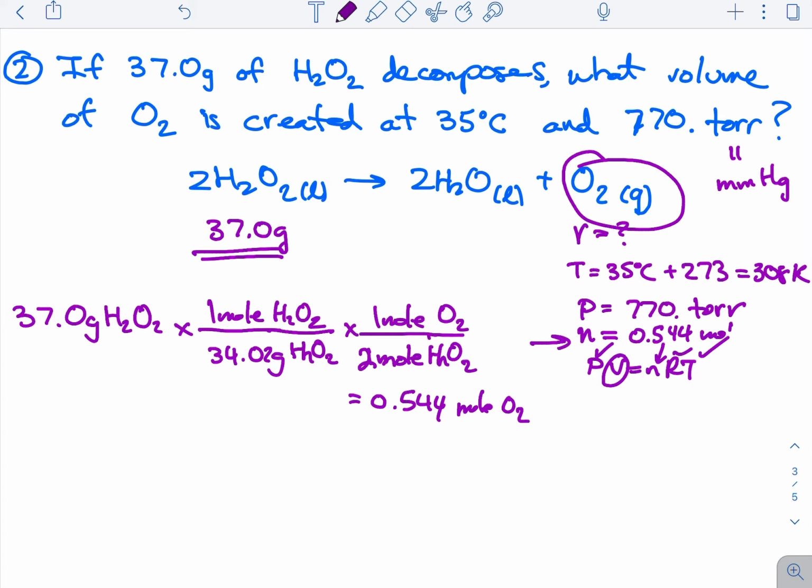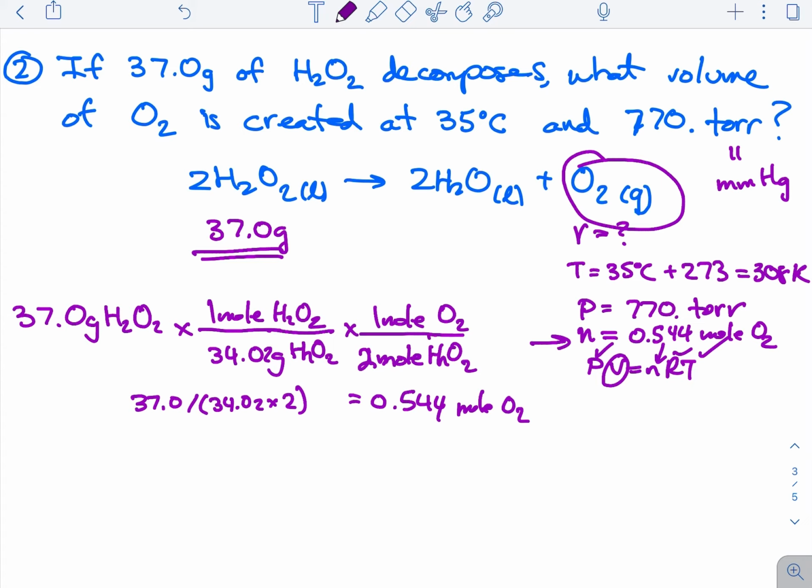0.544 moles of O2. By the way, when you plug this into your calculator, remember to do 37 divided by, in parentheses, 34.02 times 2. If you don't get that 2 in the parentheses in the denominator, you'll get something like 2 something, and that's wrong. Make sure you get that 2 in a parenthesis in the denominator.